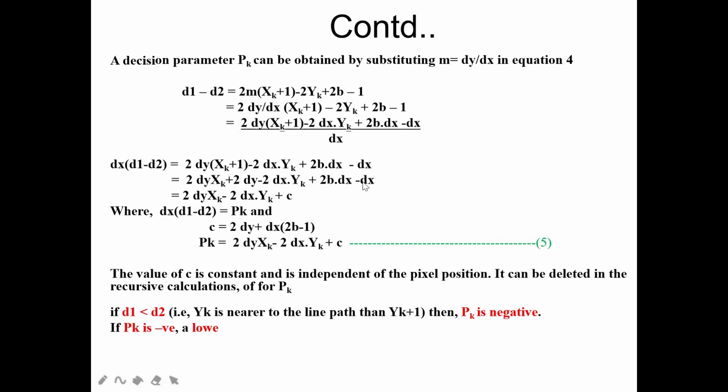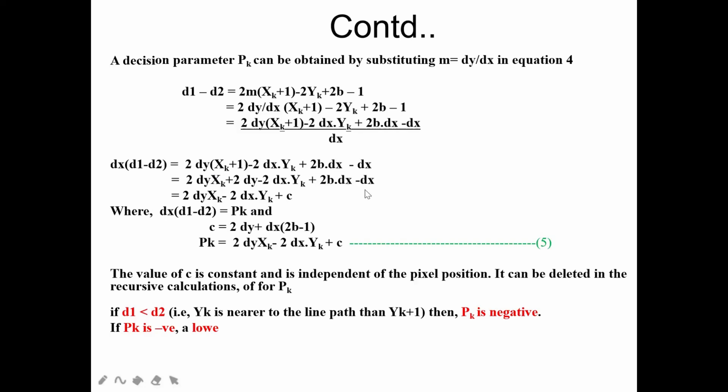Now I will add up all these things together. Here you can see 2 dy xk. Let it be 2 dy xk because it doesn't have any combination with xk. Next you can see minus 2 dx yk. This is my xk combination. Next I want my yk value. So this is my yk value, right? So I put everything together. Then I wrote plus c. This c is nothing but your constant value, which has 2 dy, plus 2b dot dx minus dx.